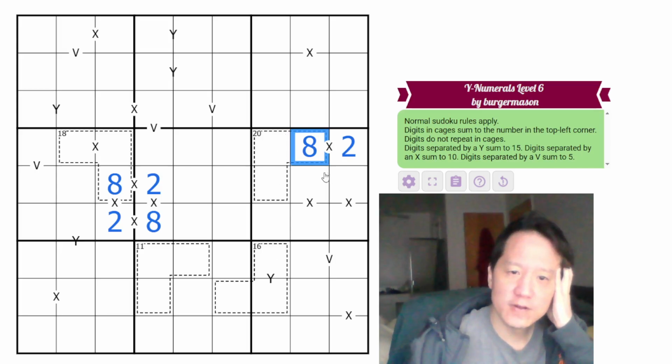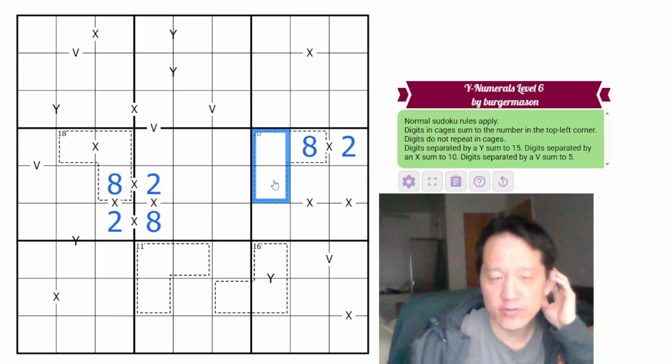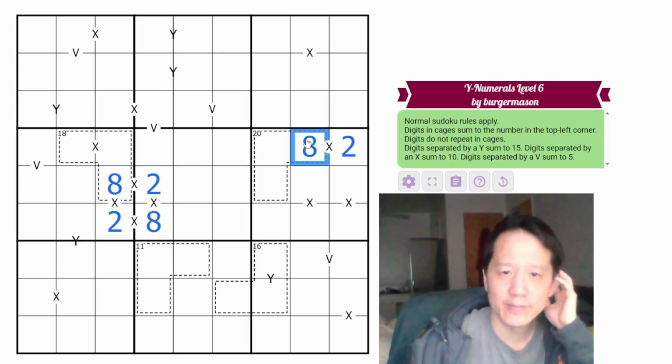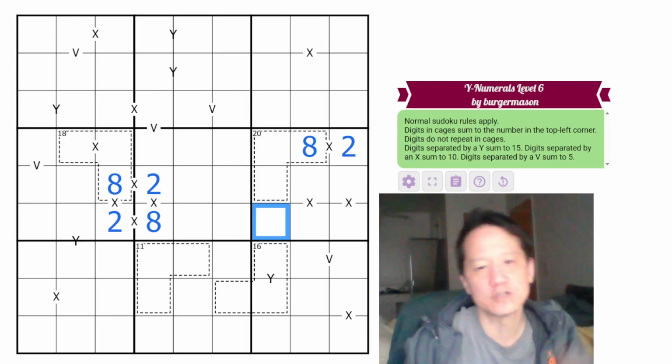We have also two sets of digits, which both must add up to 10. This must add up to 10. And what do these two cells add up to? Well, it's 20 minus 8, which means this is 12. So this is 12, this is 10, this is 10, and this is 10. That adds up to 42, which means the remaining digit is 45 minus 42, which is 3.